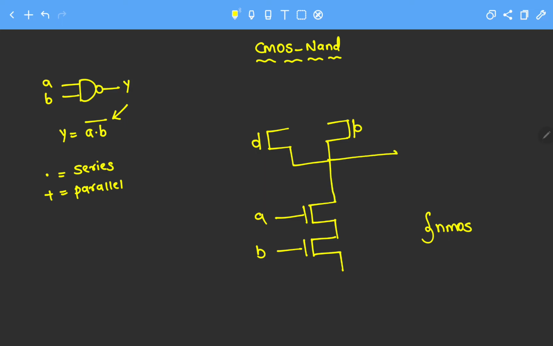At this point I'll take the output which is Y. Here it is VDD. This part will be ground. Again the same variables which are A and B.